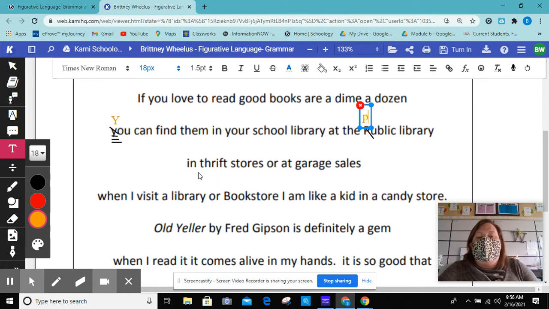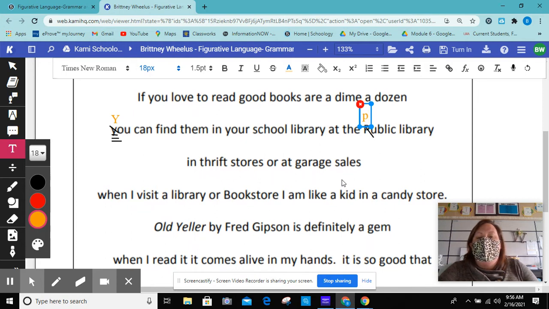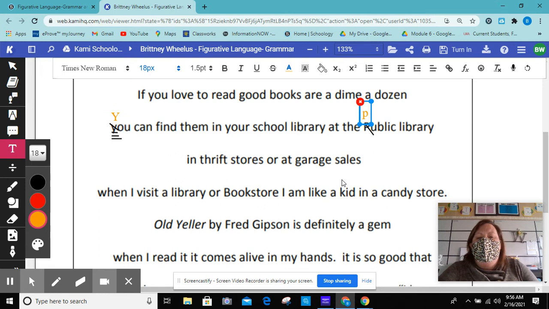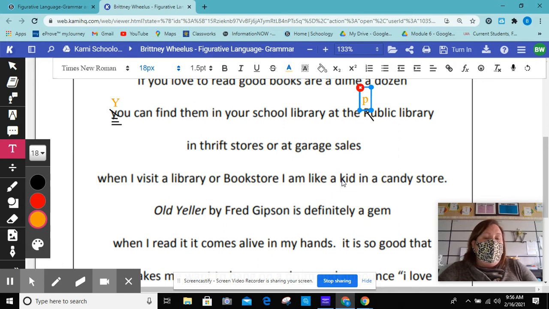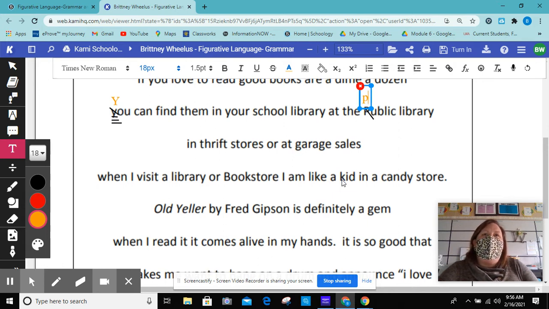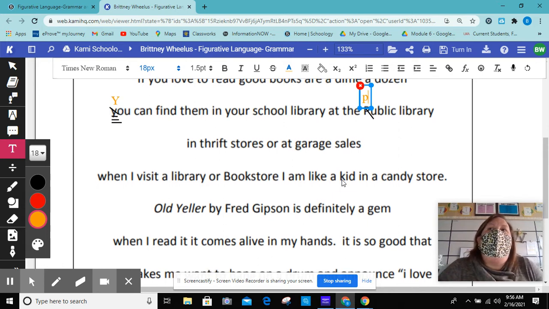Is there a capitalization error in thrift stores or at garage sales? Yeah, you've got a capitalized I. Why? The garage. There are no capitalization errors here. This is why we do need a comma, but we're going to come back to that, okay? This is why, though, punctuation is important. You have to know when to pause and know when to end.